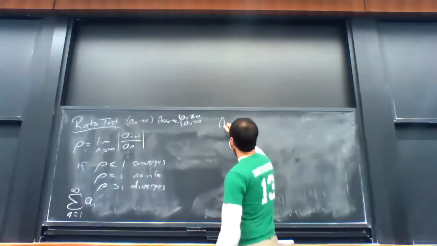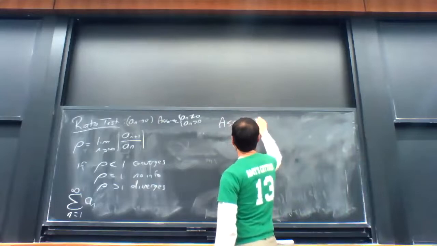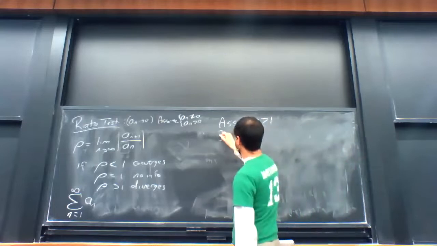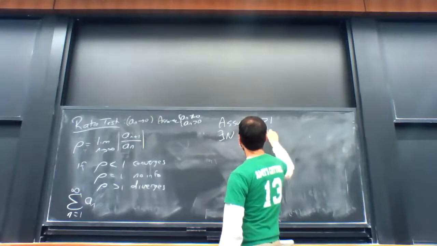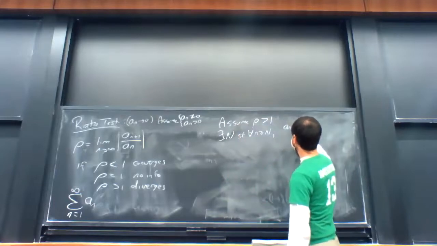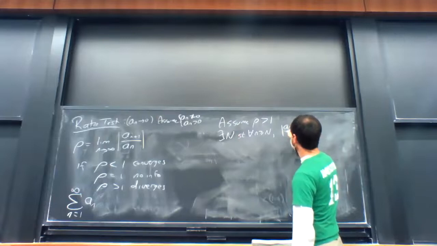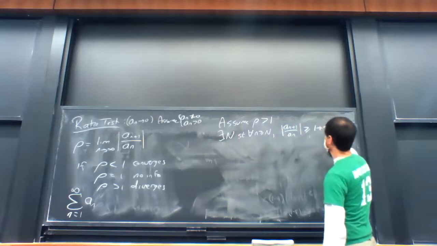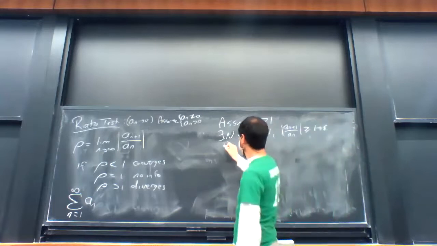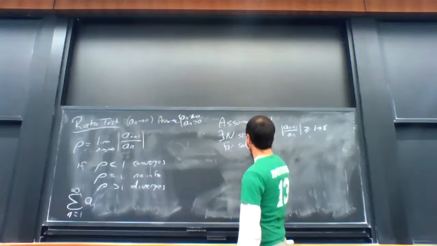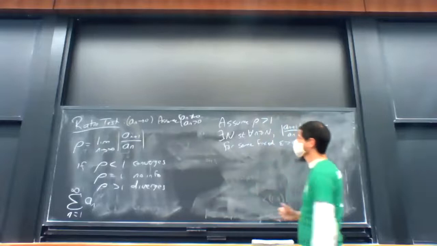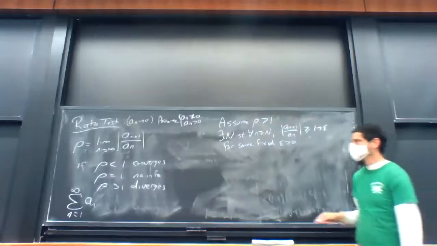So we will assume rho is greater than 1. That means there exists an N such that for all n greater than or equal to N, the ratio |a_{n+1}| over |a_n| is going to be greater than or equal to 1 plus epsilon, for some fixed epsilon greater than 0. So let's just unwind what that means.